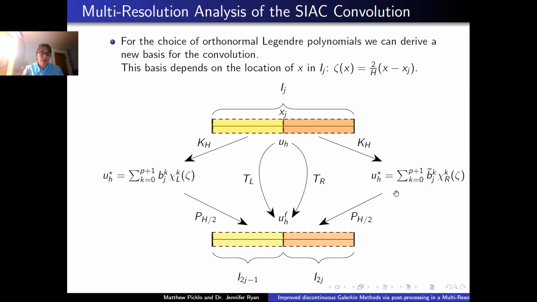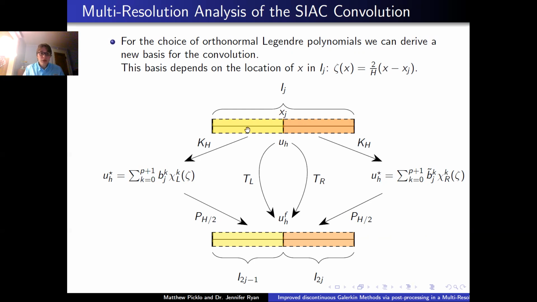So that gets into this multi-resolution analysis stuff, which is a little bit beyond what I have time to talk about. So the general idea, for our purposes, is that if we choose a specific basis, say the orthonormal Legendre polynomials, we can write our filtered approximation in a new basis. These chi functions, chi left, chi right. These b functions are determined just by our modal coefficients on the coarse mesh and our kernel coefficients.